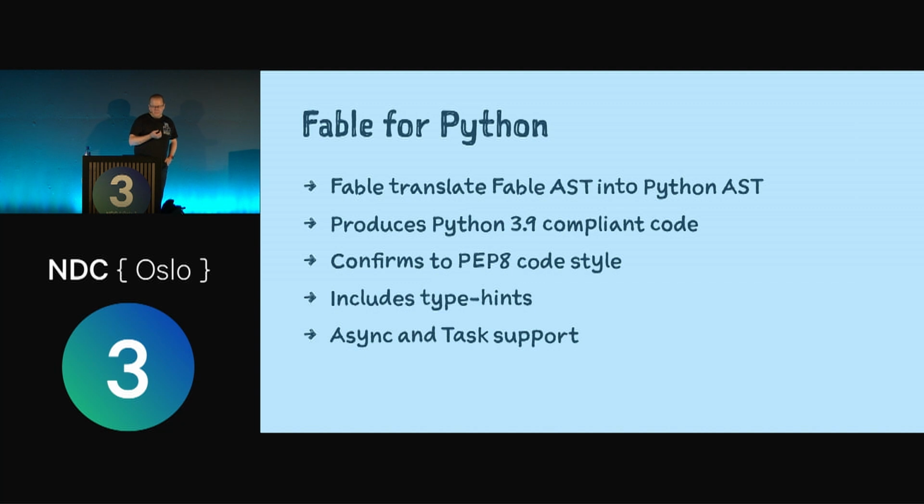So that's why I started with Fable for Python. I still want to be part of the Python ecosystem. I have to be, but I still want to use the tools and the tooling that I love and trust. So Fable Python translates the Fable AST into Python AST. It produces currently Python 3.9 compliant code. I really want to go to 3.10 because then I get these really nice match statements. It's not an expression, but it's really good.